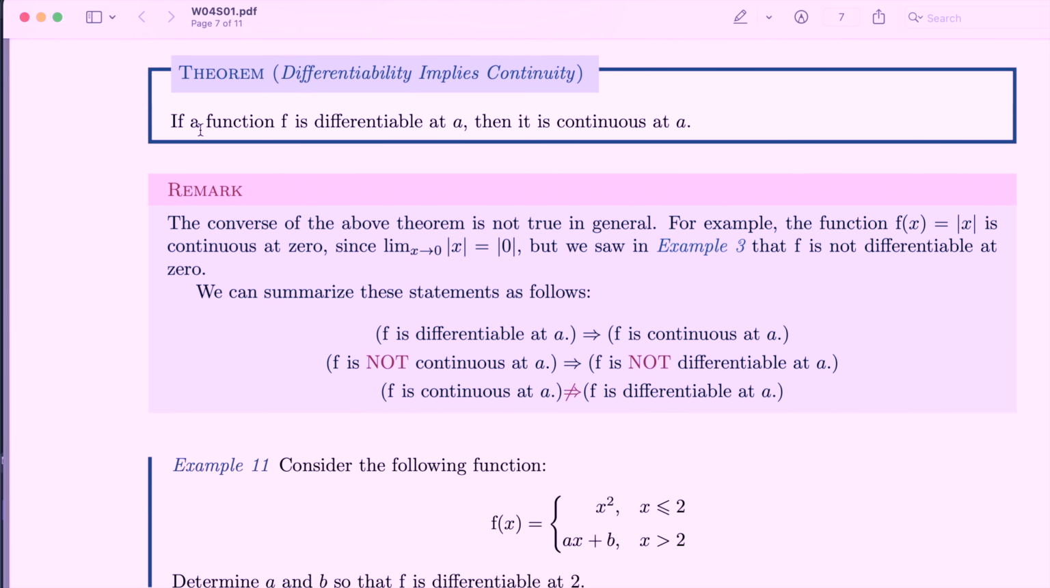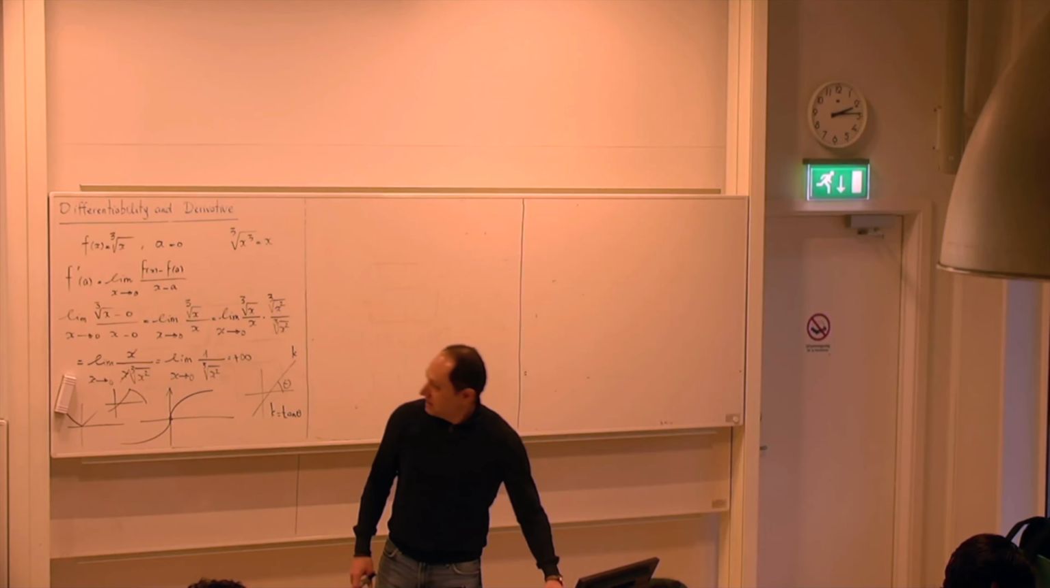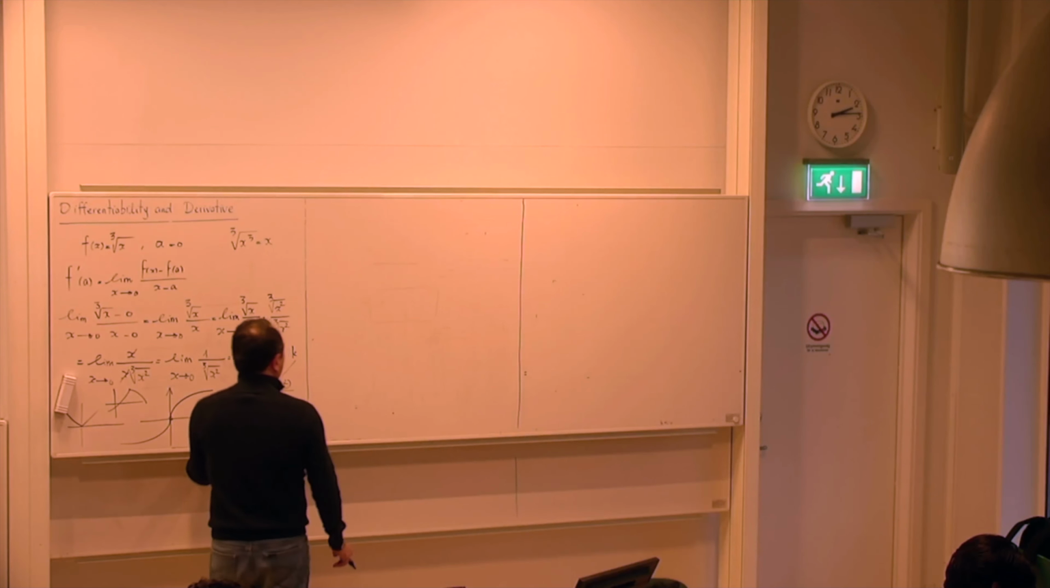But let us start with this theorem. I have given it a mnemonic that you can remember. Differentiability implies continuity. And the content is very simple. If a function f is differentiable at a, then it is continuous at a. So let us at least see why this is true.